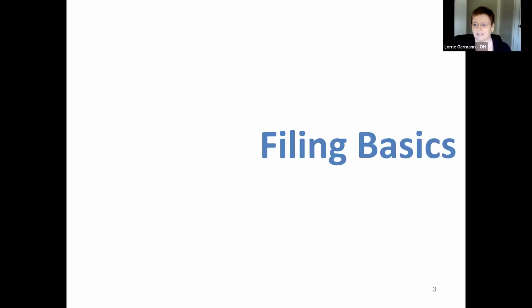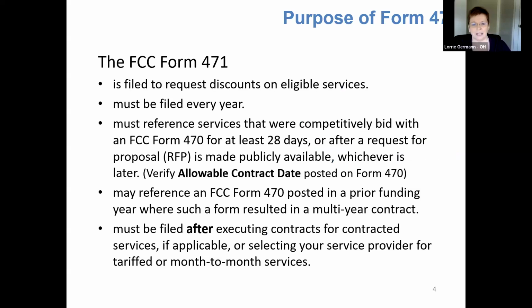All right. So let's talk about the filing basics. The Form 471 is the form where you're requesting the eligible services, whether it's that monthly recurring service or buying equipment. This form has to be filed every single year. It doesn't matter if you're in year 3 of a 5-year contract. You file the 471 every single funding year, letting USAC know that, yes, I'm requesting that funding. The 471 every single year.